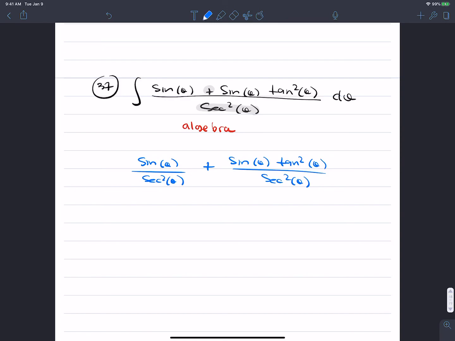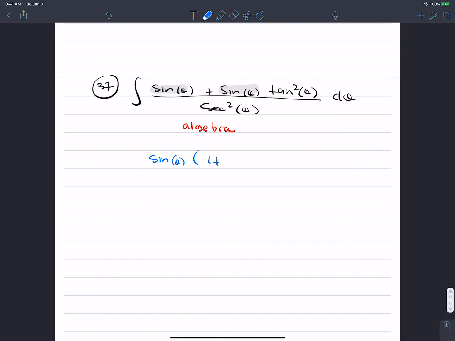Actually, in all honesty, I think I see another way to do this that might be better. We're still going to use algebra. I can still stick with this, but I won't for now. Here's what I want to point out to you. You notice that we have sine theta and sine theta. I'm going to factor that sine theta out. So I get sine theta times 1 plus tangent squared theta, over secant squared theta. So all I did was factor out my sine theta, and I have 1 plus tangent squared theta.